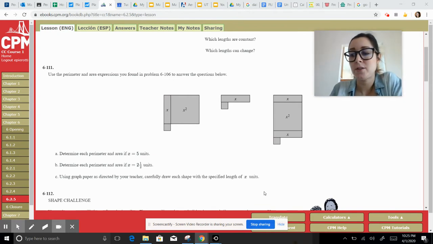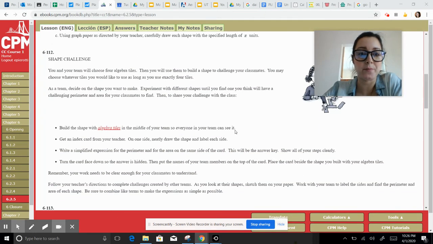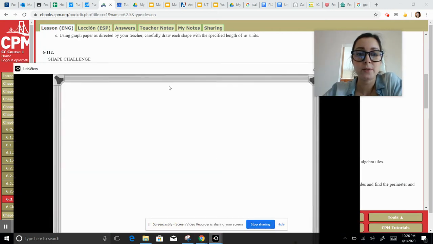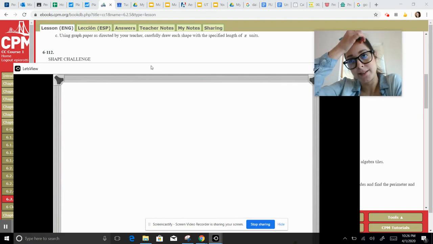So I wanted to help you out with 6-112 on CPM because I feel like this one has been causing the most trouble, and I'm having to return a lot of assignments so far because some things are missing or the perimeter was done incorrectly. So I'm going to quickly go through the tiles, and then I'm going to show you another example of finding the perimeter.